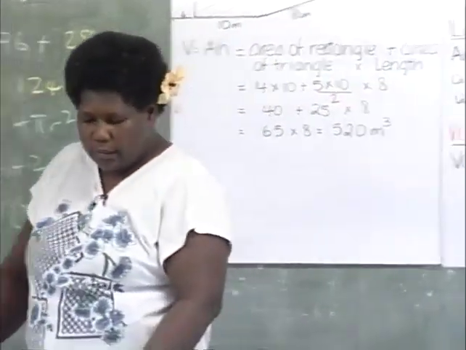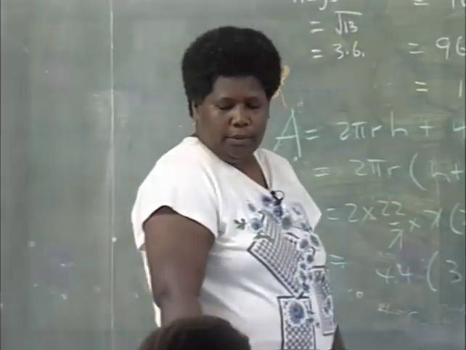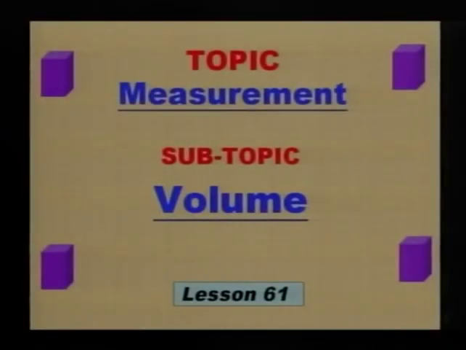We're now going to look at volume of certain solids. Okay, I've got the volume of solids and the volume of liquids, and I've just defined the volume of solids as the amount of space that that solid occupies.